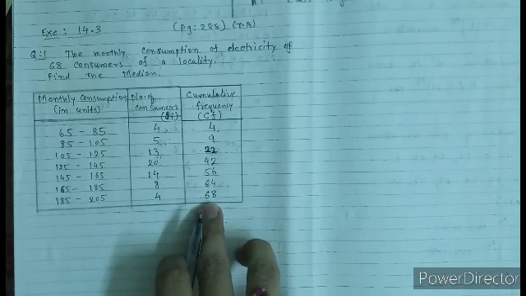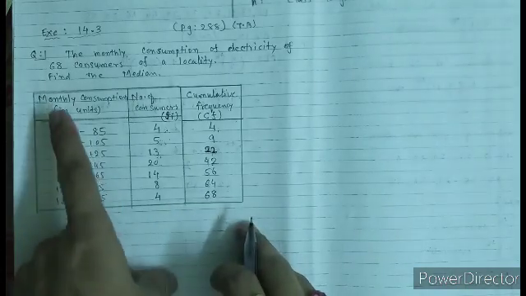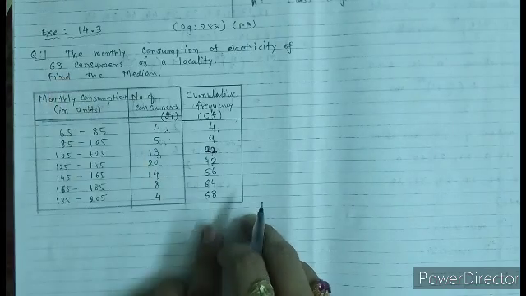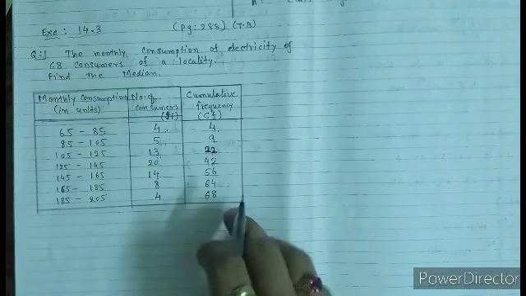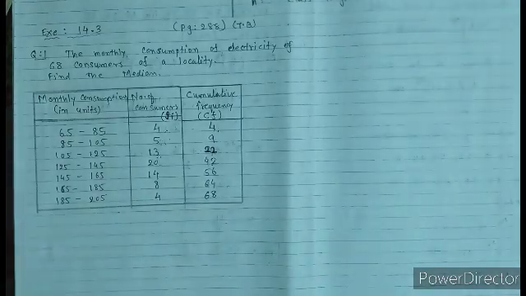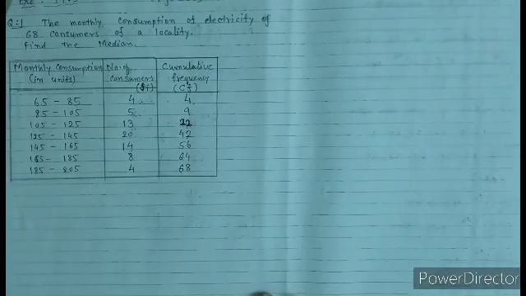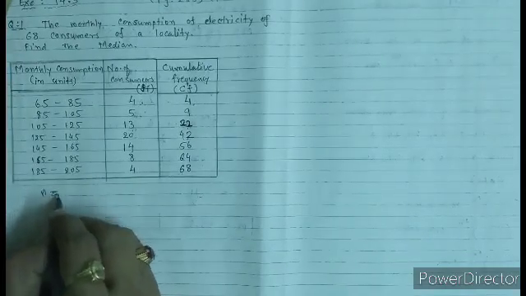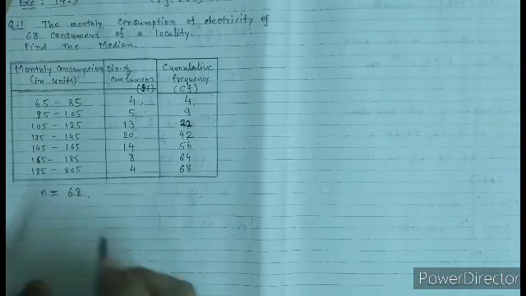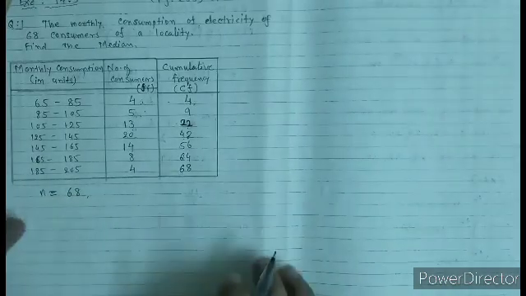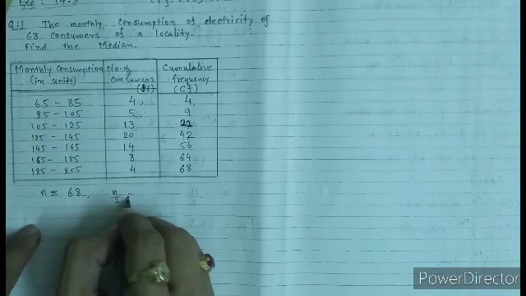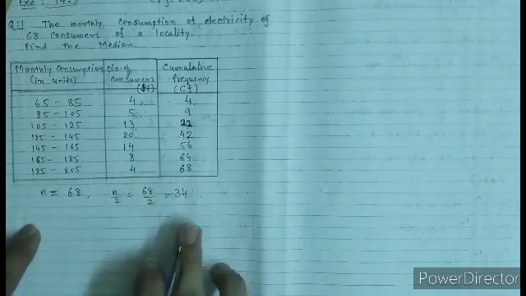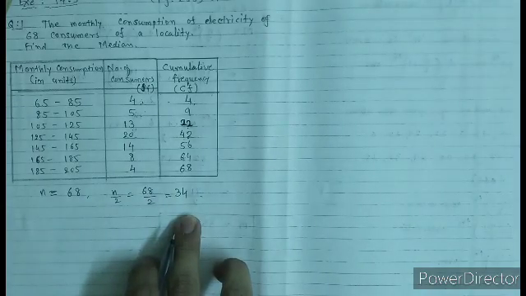The final cumulative frequency should be equal to the total number of observations. Here the total number of consumers is 68, therefore the final cumulative frequency is 68. So this is how we can get cumulative frequency. Now let us see how to get the other terms. First, as we know, n equals the total number of consumers, which is 68. We need n by 2 first of all. So n by 2 equals 68 divided by 2. It is 34.